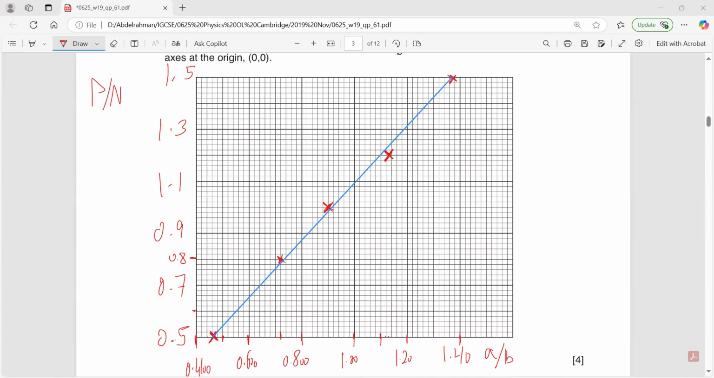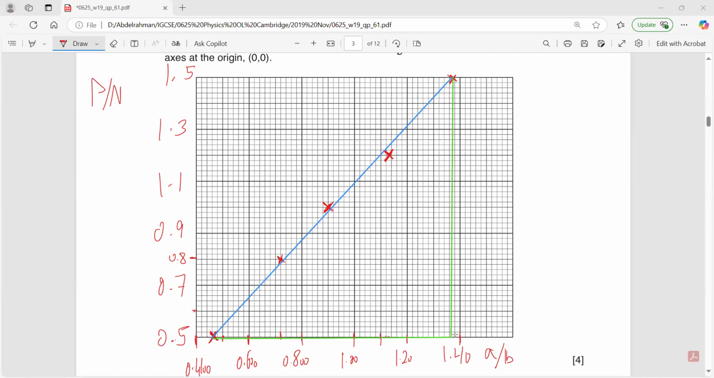The next question is asking me to find the gradient. To find the gradient, you need to use the triangle method. On the graph, you need to draw two lines to make the triangle. I'll use the two furthest points away, for example, this point along with this point.